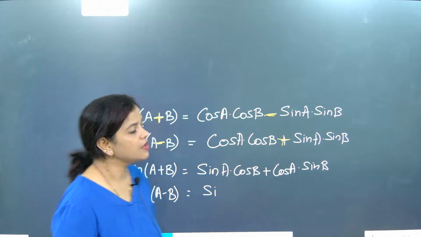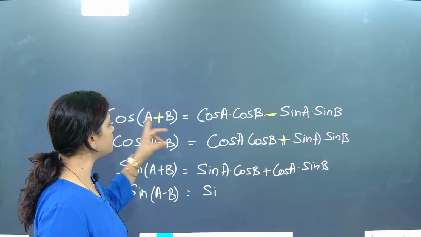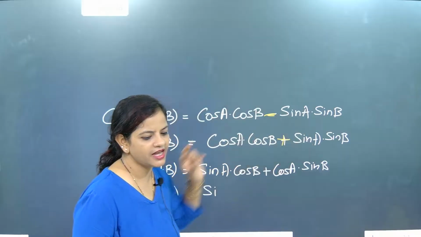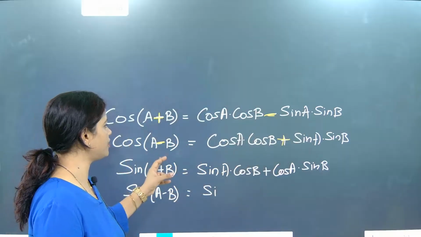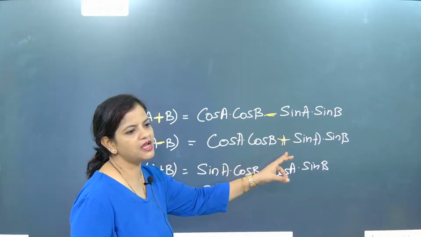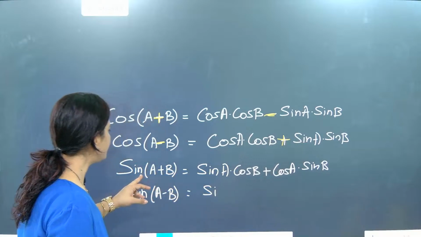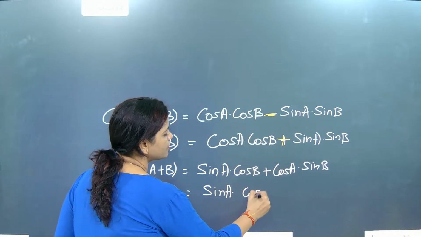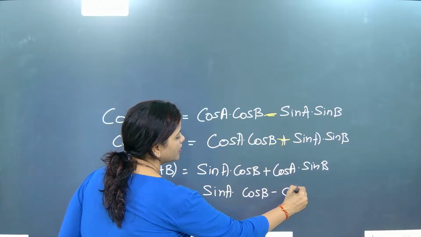Satya, understanding? How we have to do it, Satya? Cos of A plus B means, beta, cos A cos B minus sin A sin B, and cos of A minus B is cos A cos B plus sin A sin B. And beta, for sin A, the same formula. Check, no mix-up here and there. I am writing them one below the other so that you will be able to understand.